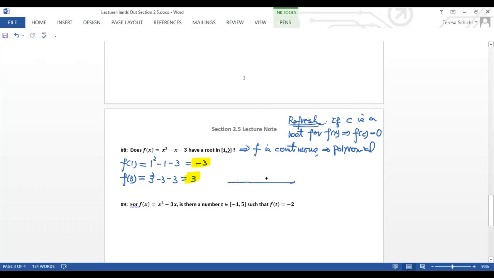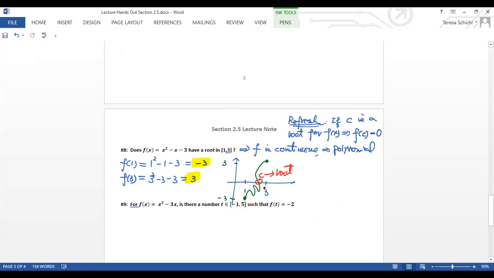That means in here, for 1, 2, 3, this is the 1, this is the 3. I'm starting here at 1, so it's negative 3, and at 3 it's a positive 3. I have to end up here, right? Because f is a continuous function, you have to cross the x-axis in order to get there. So when I cross the x-axis, this is my root, because I'm traveling from the negative to the positive, correct?